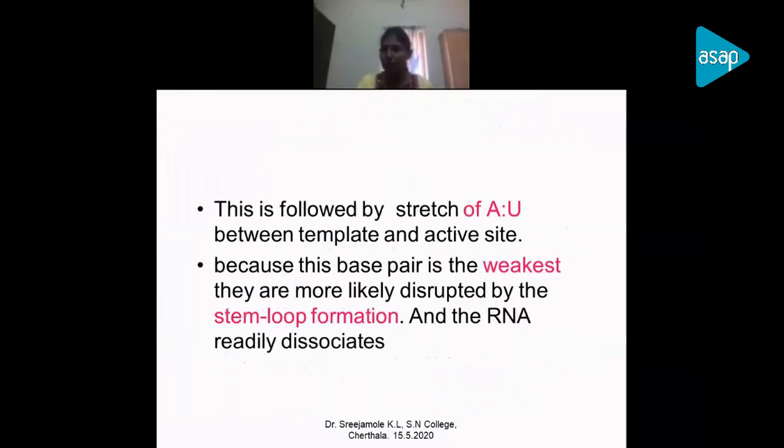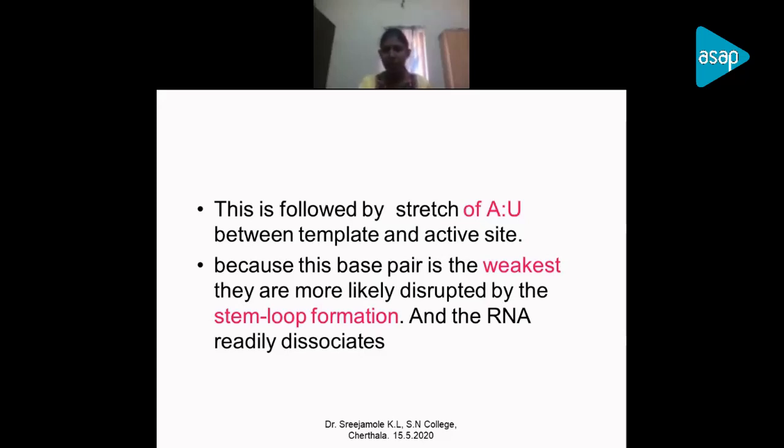So this is followed by an AU stretch, adenine uracil, because in the case of RNA it is uracil instead of thymine. So AU interaction is the weakest of these interactions. So it gets disrupted or melted very easily. Because of that, the RNA gets detached from the DNA template and the transcription terminates.